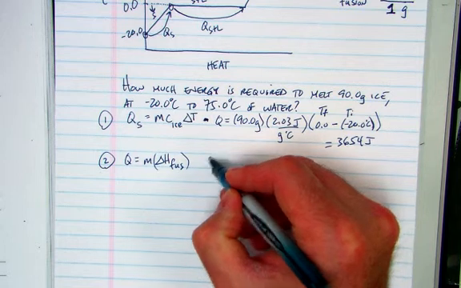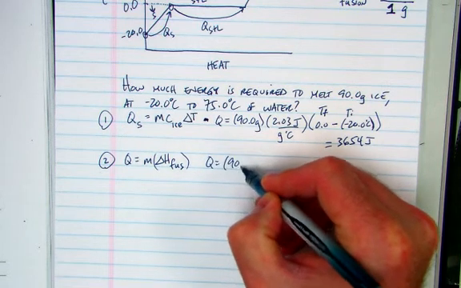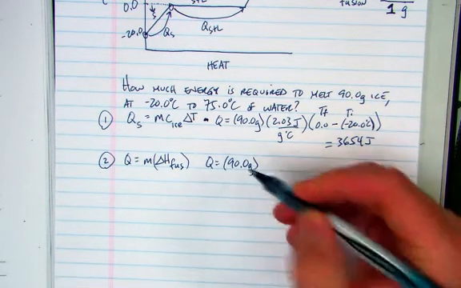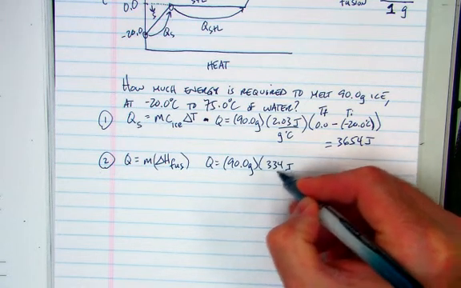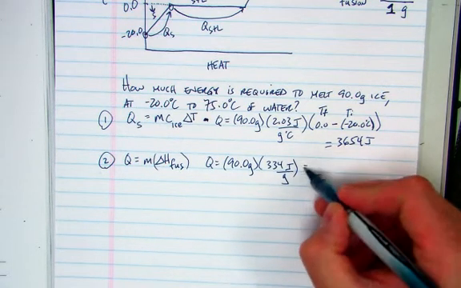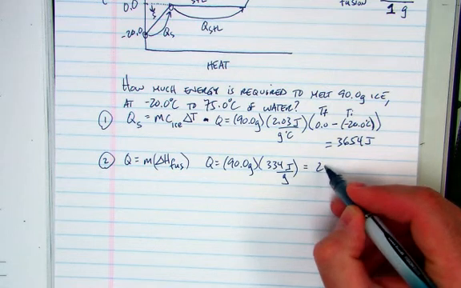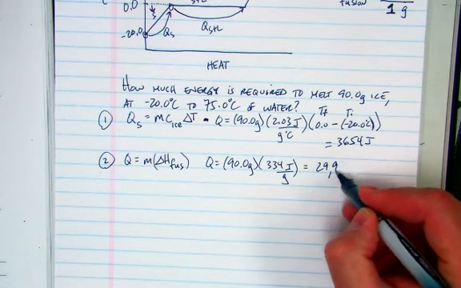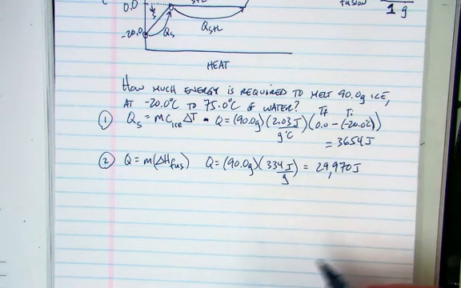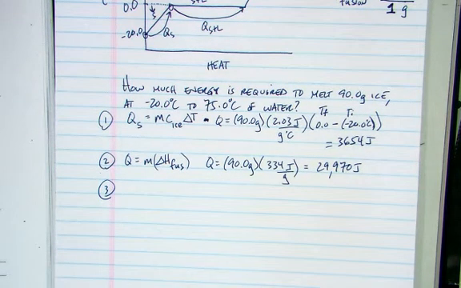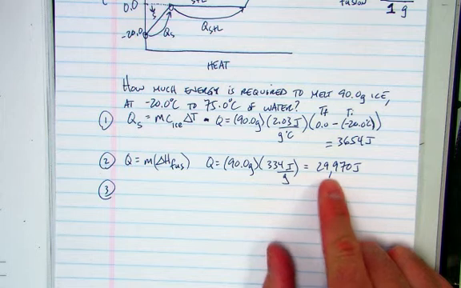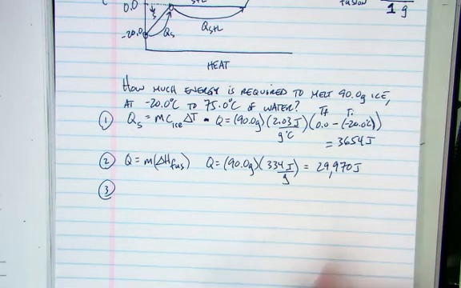Okay? And again, this value here is just a constant value, which is the one we calculated in our lab. So Q equals our mass, which is 90. We're going to assume no loss of mass. And then 334 joules per gram. And when we multiply that out, we get 29,970 joules. So what we've said is that it takes 29,970 joules to be able to melt all of that ice and turn it into water.